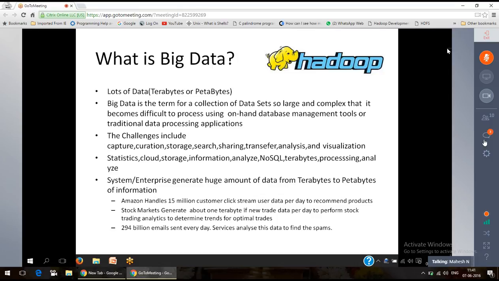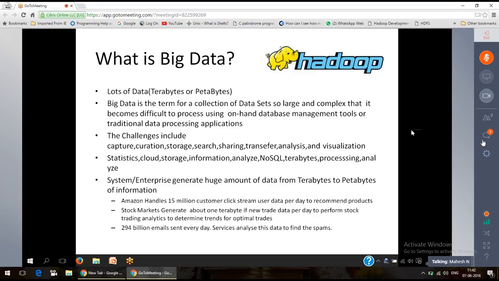And one of the best examples here is my stock markets, NYSE, New York Stock Exchange or something. Any stock exchange which looks after everyday routine, they will have 1 terabyte of data, traded or non-traded, in terms of performing a stock or maybe non-performing stocks. And every stock performance independent person has to analyze and determine the optimal trade procedures. And for your information, if you see the slide, the last point says 294 billion emails were sent every day to analyze the data and find the spams. Trust me, billion emails is not that easy to be handled.